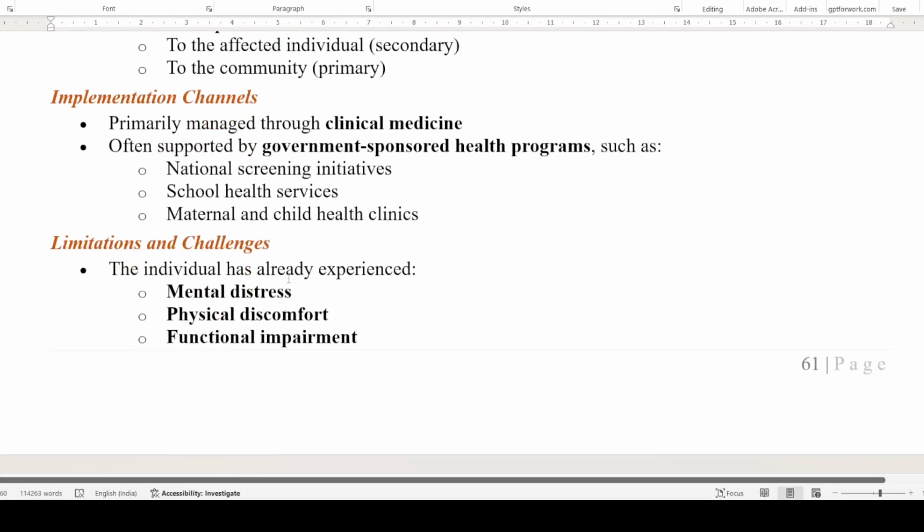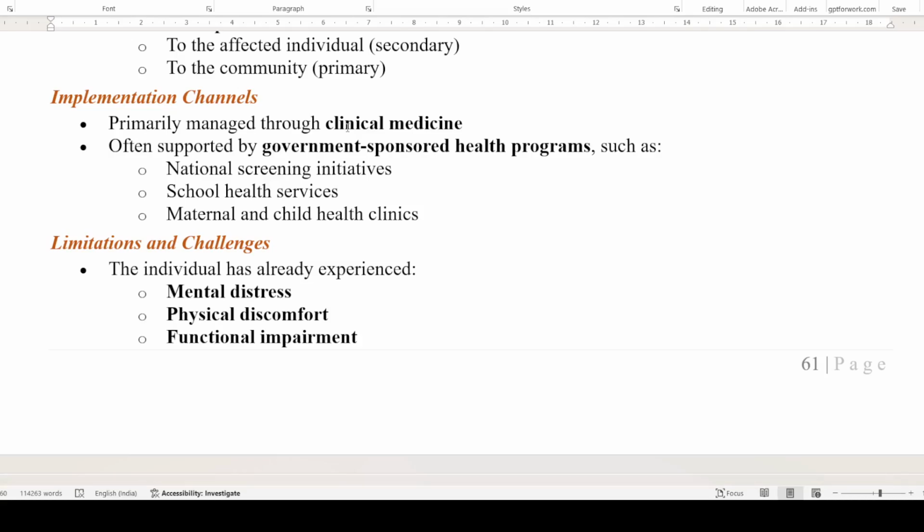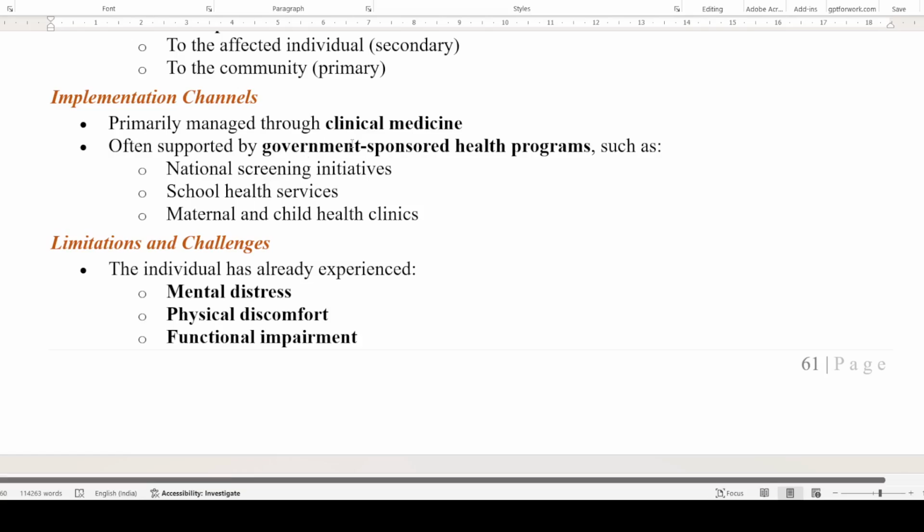What are the implementation channels now? Implementation channels means, how will we promote secondary prevention? The promotion of secondary prevention is done through clinical medicine, means early detecting the disease and giving the treatment so that the disease may not progress. This is also supported by certain government sponsored health programs, like national screening initiatives, school health services, and maternal and child health clinics.